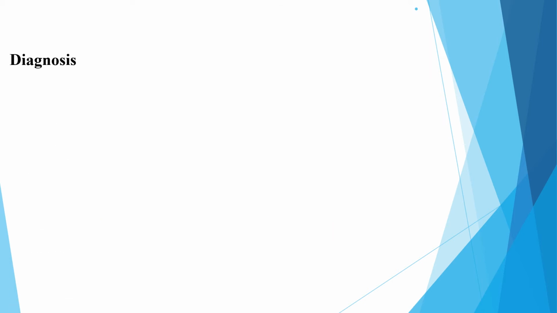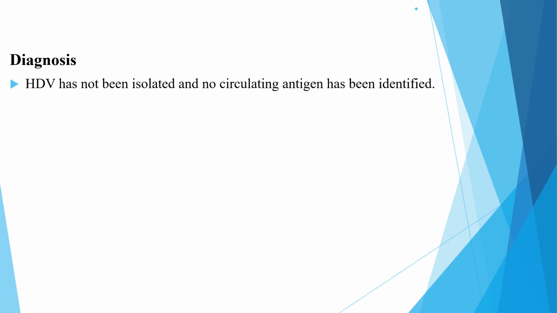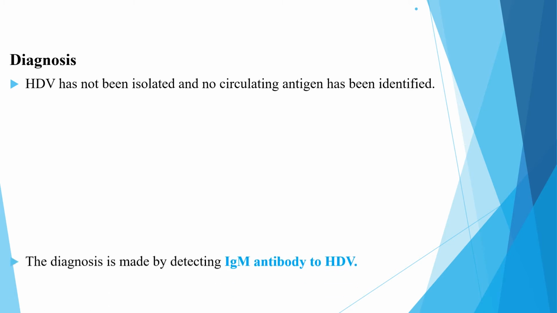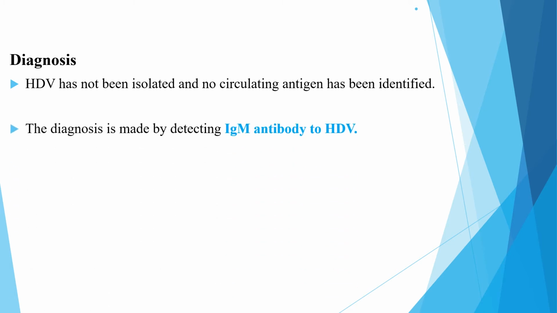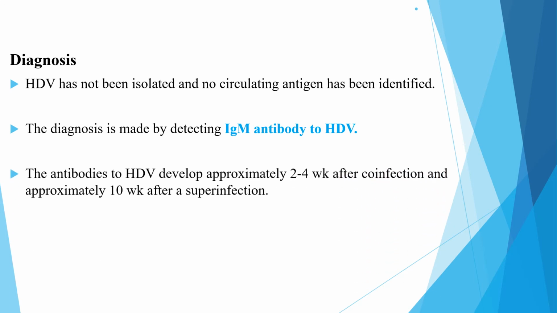When we look at the diagnosis of hepatitis D virus infection, hepatitis D virus has not been isolated and no circulating antigen has been identified, and the diagnosis is made by detecting IgM antibody to hepatitis D virus. The antibodies to hepatitis D virus develop approximately 2 to 4 weeks after co-infection and approximately 10 weeks after superinfection.